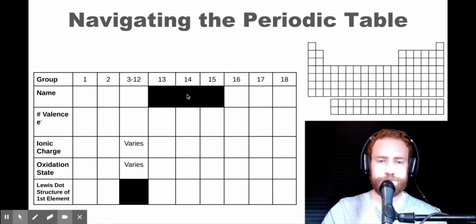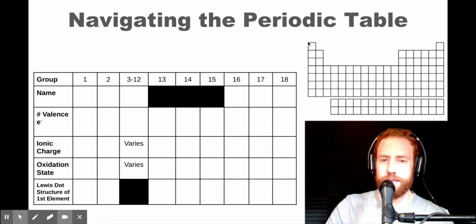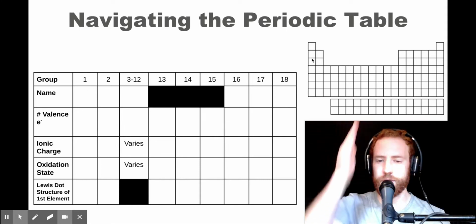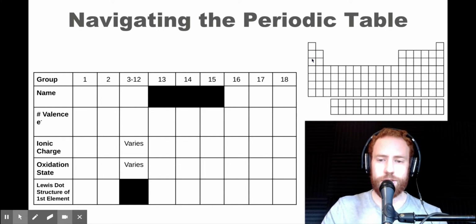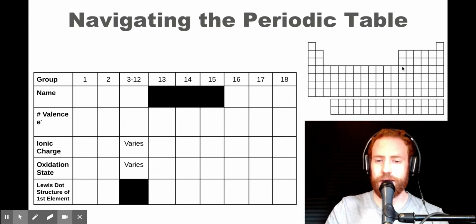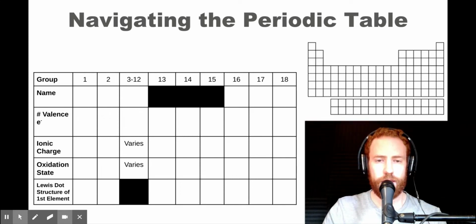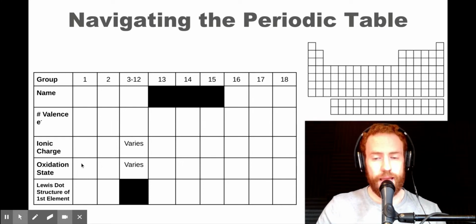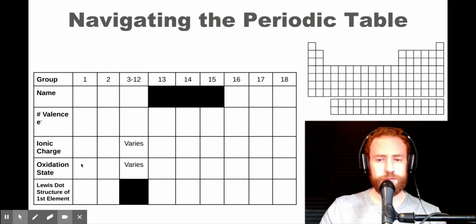So let's get started. First of all, I want to go through the different groups in the periodic table and tell you some information about them. So remember that the groups are the vertical columns in the table, and depending on what group things are in, it can tell you a lot about that particular element. So we're going to go through each of the groups and talk about what their name is, if they have a special name, how many valence electrons elements in that group would have, what kind of ionic charge those elements would form, what their oxidation state would be, and what a Lewis dot structure of the first element in that particular column would look like.